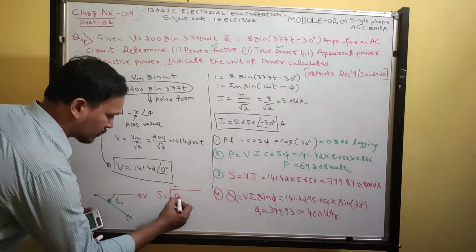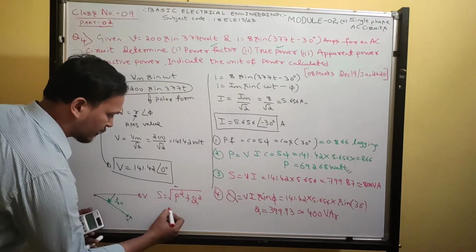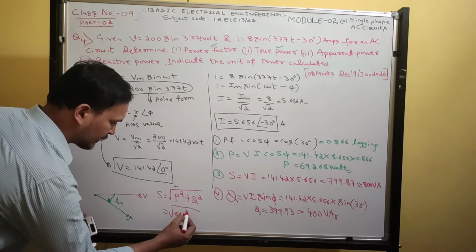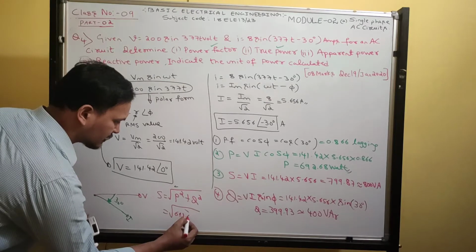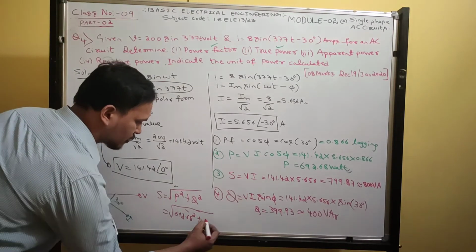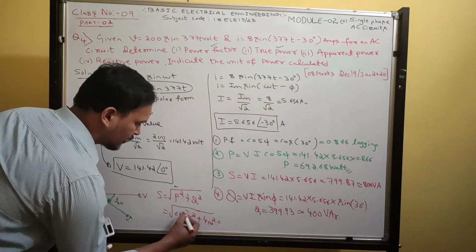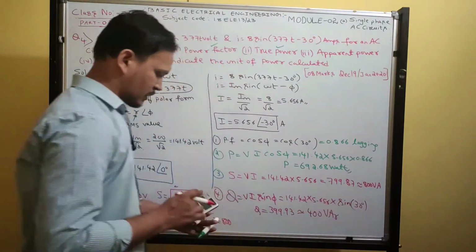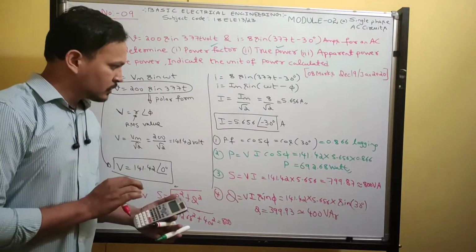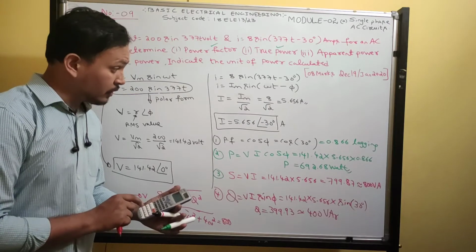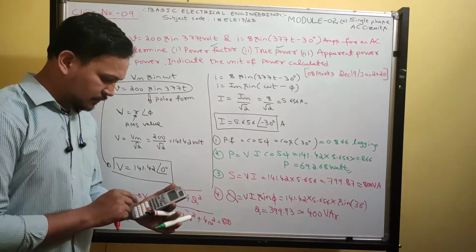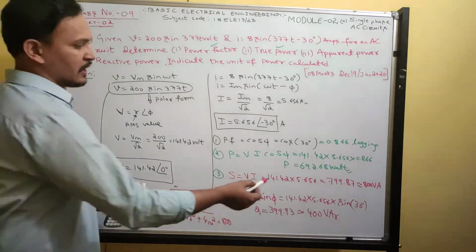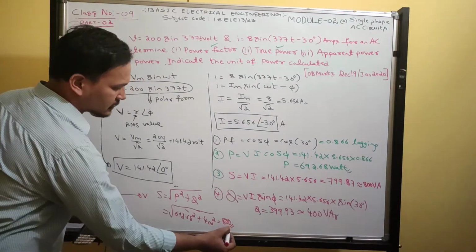Verification is square root of P square plus Q square. What is the P value? 692.68 square plus what is the Q value? 400 square. If we do this, you should get 800. This answer you should get. If you got that, what you have done is correct. So 692.68 square plus 400 square gives exactly 799.87, or approximately 800 volt ampere.